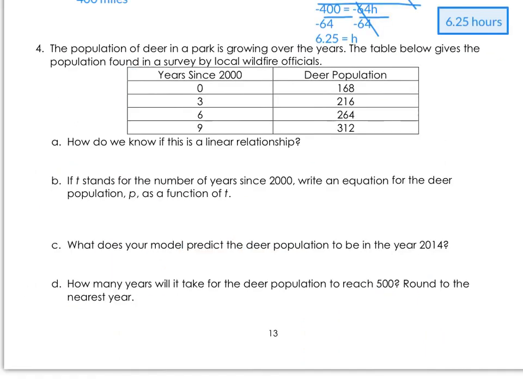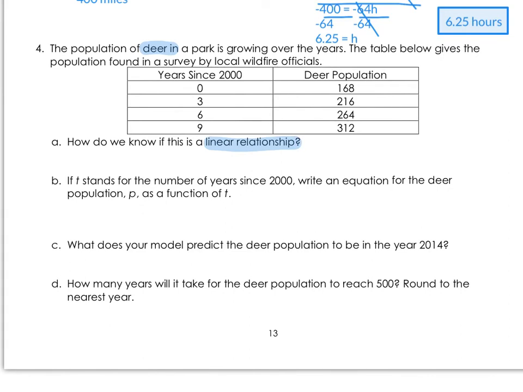The next question says the population of deer in a park is growing over years. The table below gives its population found in a survey by local wildlife officials. So the first question says, how do we know that it's a linear relationship? Well, remember, for linear, we're looking to see if it has a constant rate of change.